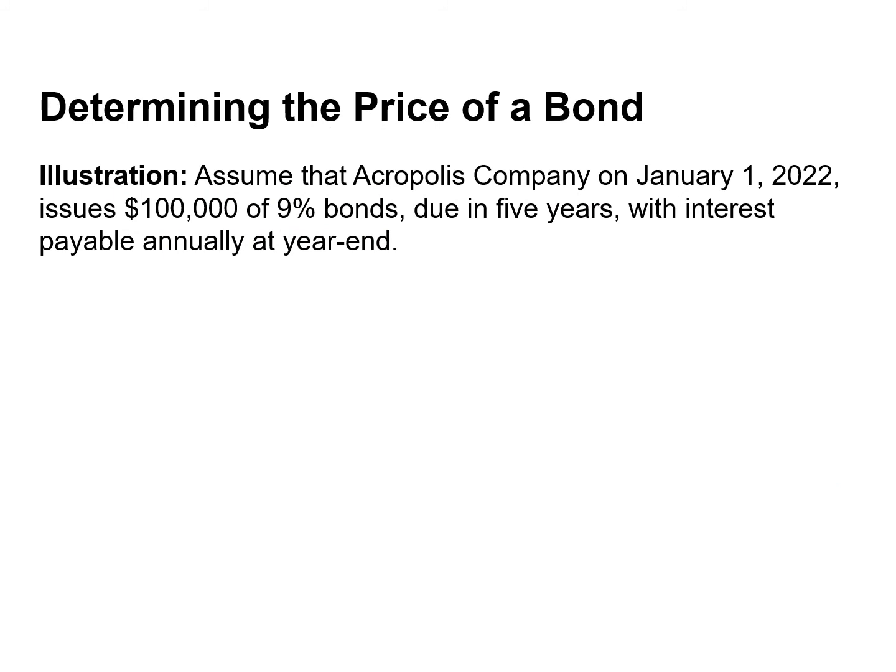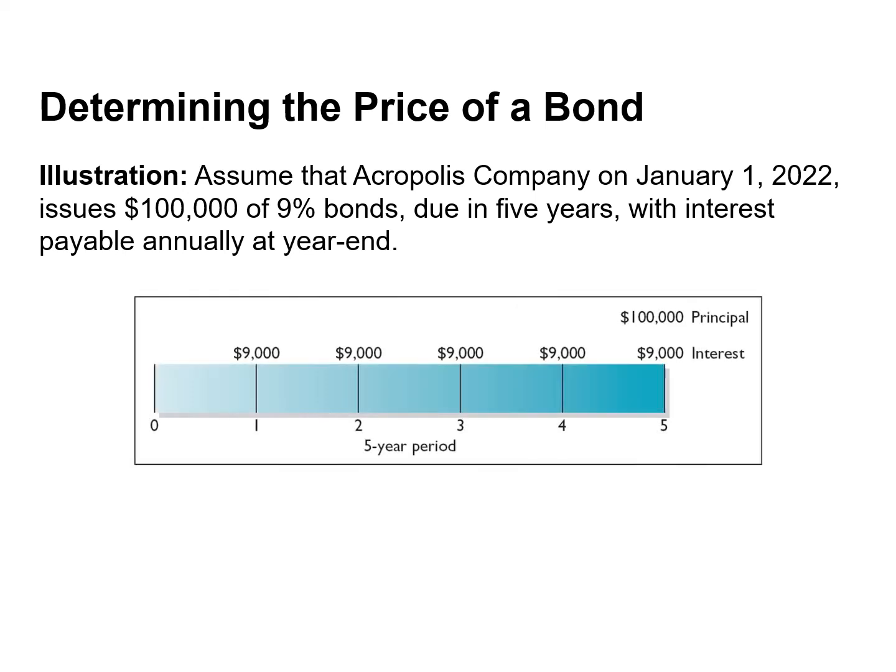Let's assume this company issues $100,000 of 9% bonds due in 5 years with interest payable annually at the end of the year. The bondholder would receive 2 types of cash payments: the principal of $100,000 to be paid at maturity, and 5 $9,000 interest payments over the term of the bonds. The interest payment of $9,000 was found by taking the principal of $100,000 and multiplying that by 9%, which is the contractual or stated rate.